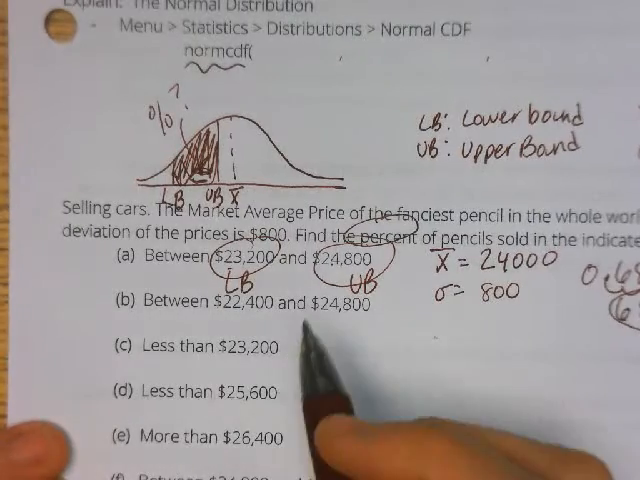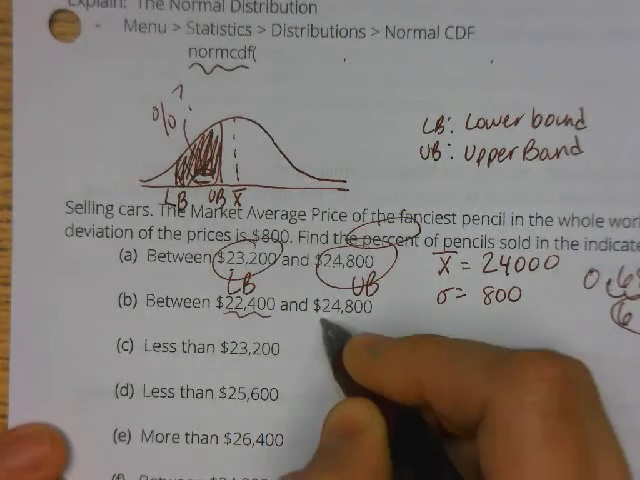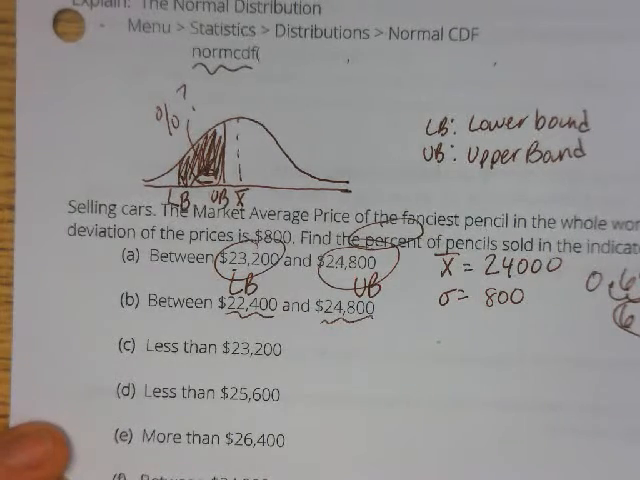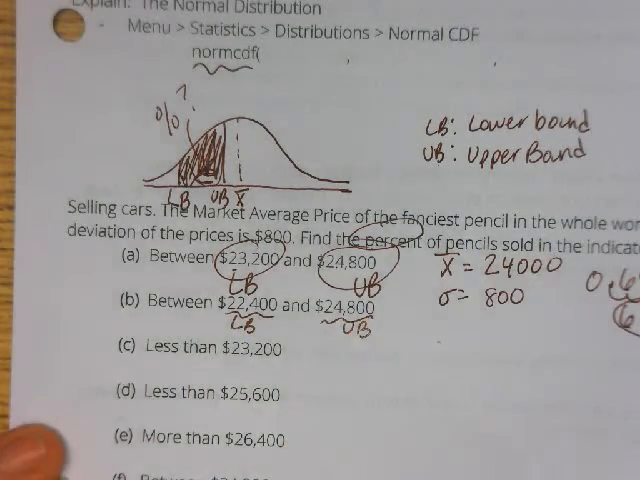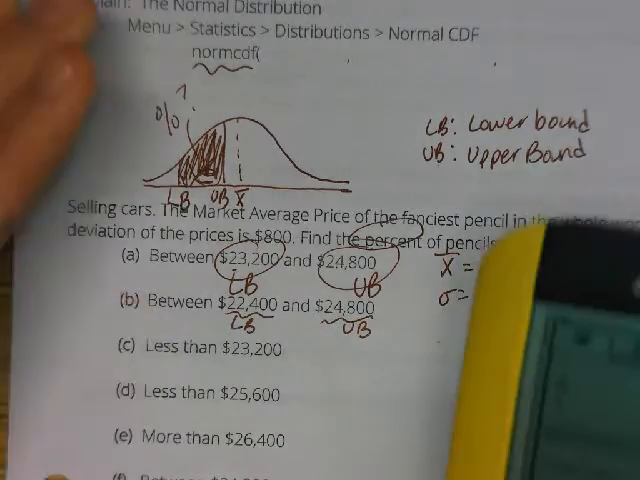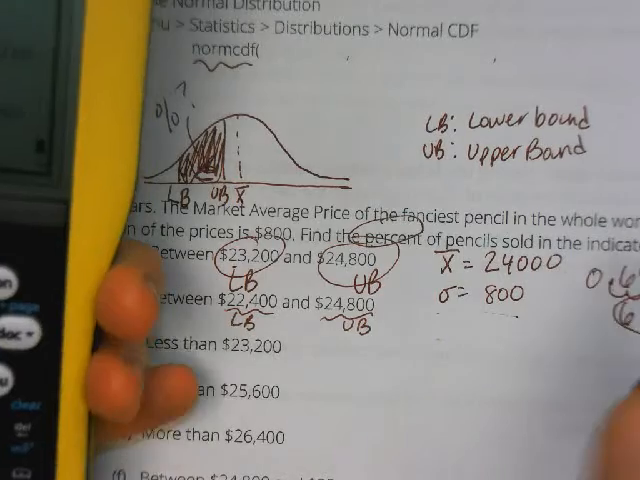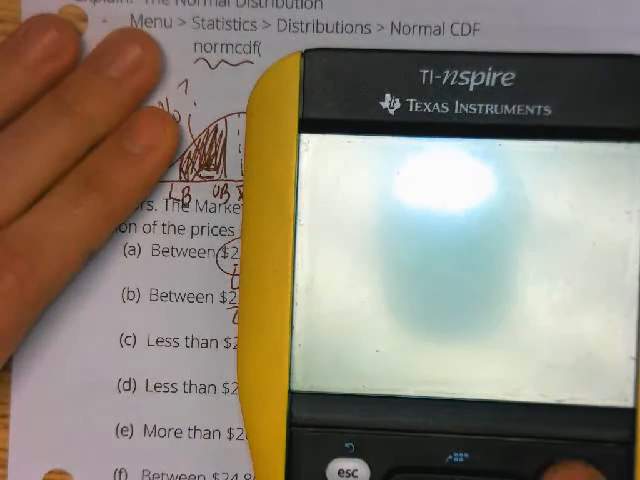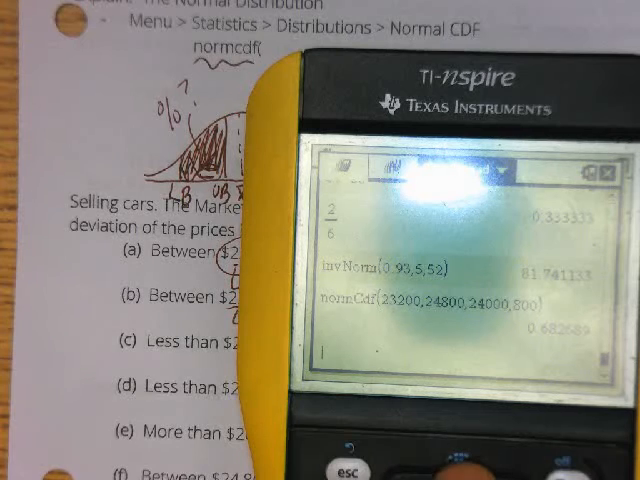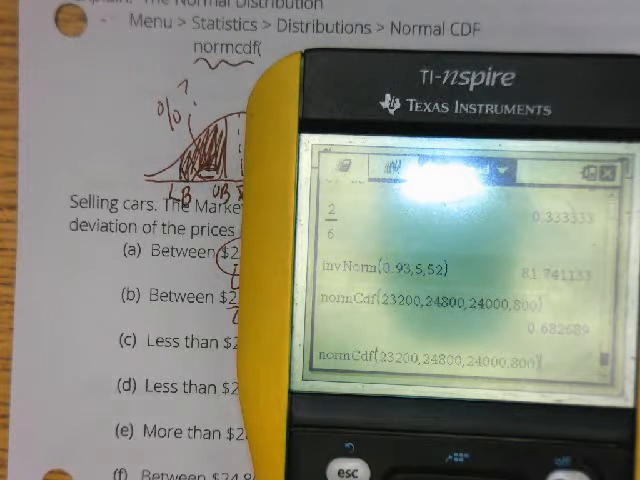Here we're looking for, same problem, now we're looking for between 22,400 and 24,800. Okay, so here's my lower bound, and here's my upper bound. I'll show you a trick real fast. I know that my mean is the same and my standard deviation is the same. So if I go on my calculator, you don't have to go through that whole process again. I'm going to push up until I get to this guy again. I'm going to push enter, and then I'll just change the values that I want.